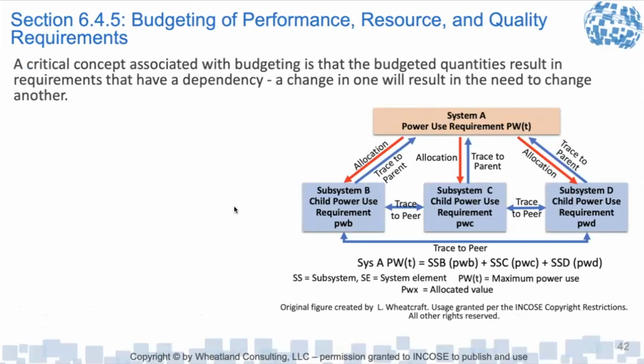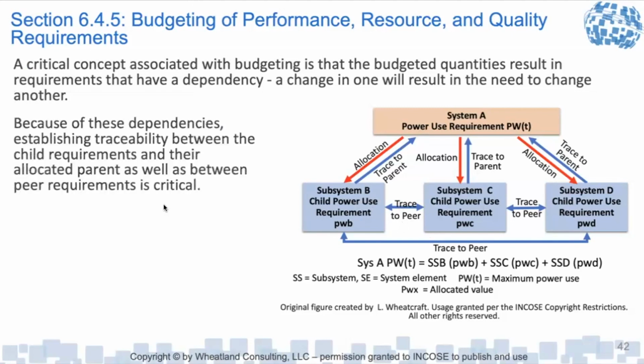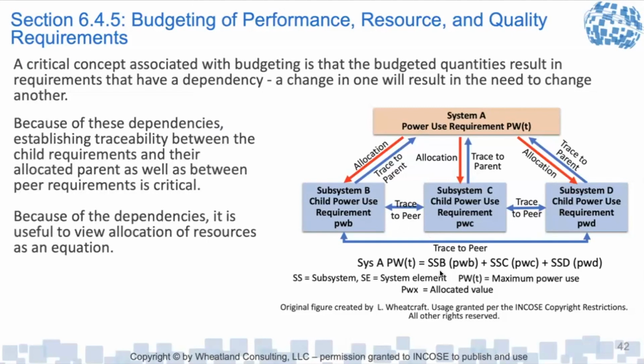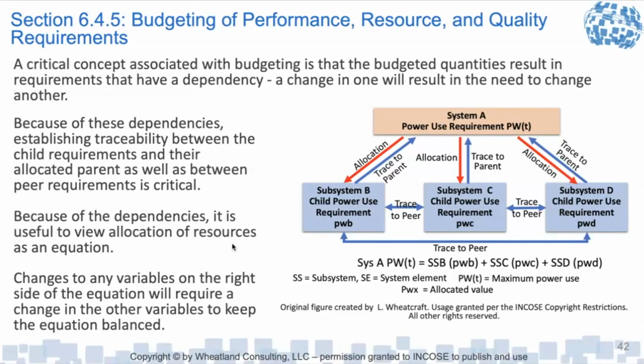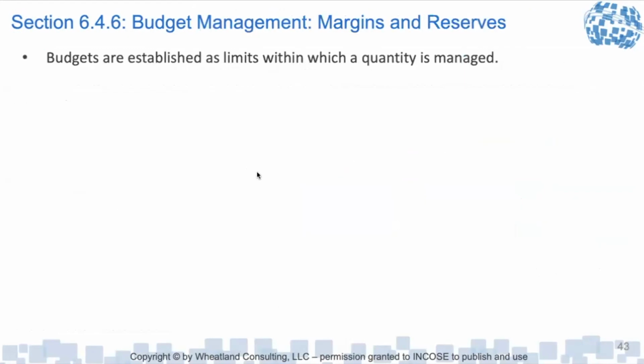And so we have the parent allocated to the children, and you can look at that as an equation. When you're doing this, we have to balance the equation. So we can't change one of the variables on the right without looking at the change of any of the other variables, because we have to keep the left parent in balance. So again, this equation concept really helps be implemented within models.